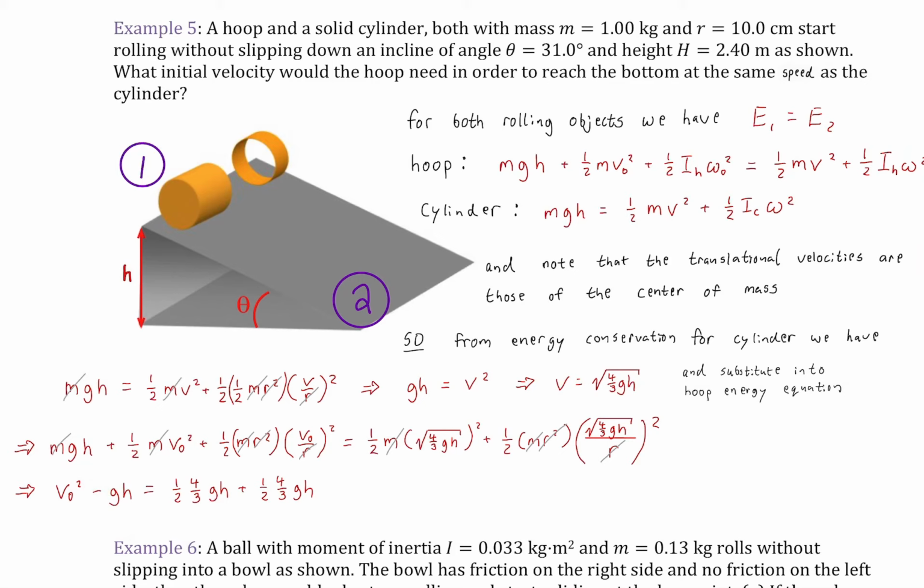All right, and then everything going on the right hand side, well, there's a 1/2, and then just the 4/3 because the square root has canceled with the square, so there's a 4/3 in the gh.